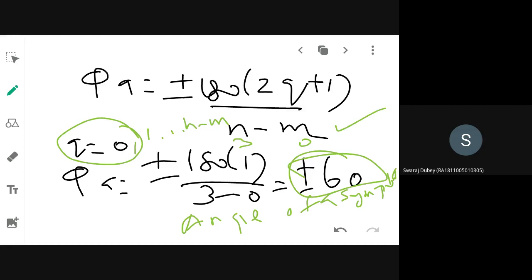So first thing I am finding out is the angle of asymptote for q is equal to 0. How many angles have I got now? Ma'am, no angles. No angles. So the answer is plus or minus 60. Yes, 2 angles I have got.